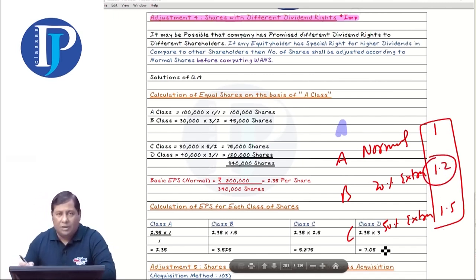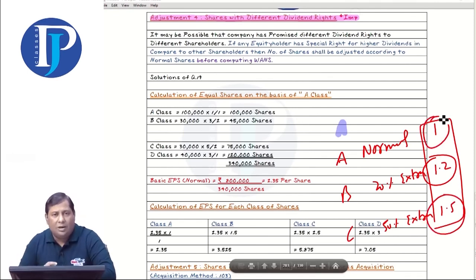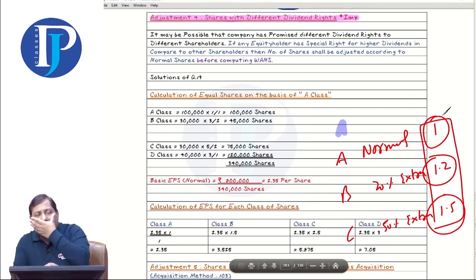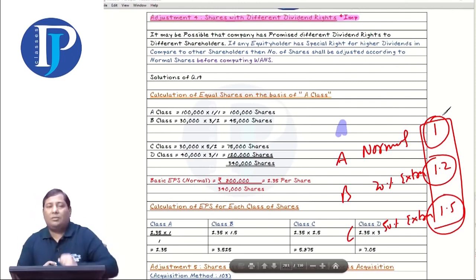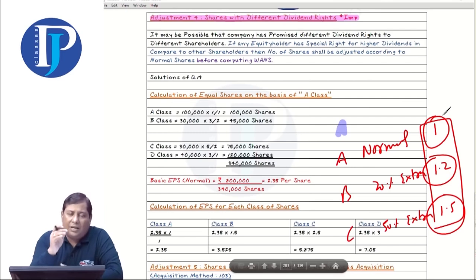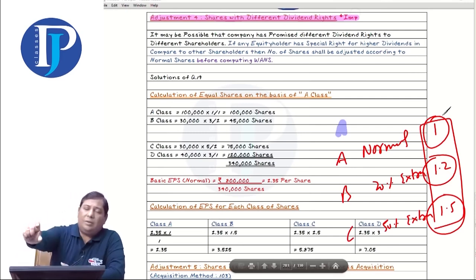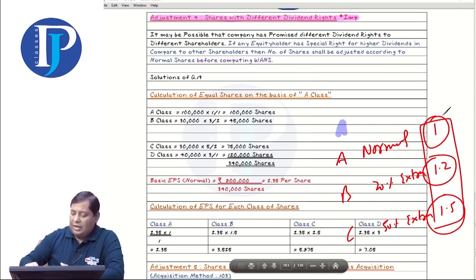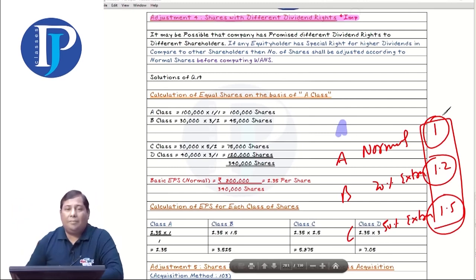Because their income share is higher, they get a higher share, while the normal shares get the normal income. So first you need to adjust the total number of shares as per their dividend rights. Then we will calculate the equal EPS. Once you find the equal EPS, we will treat it as the normal EPS, with 1.2 for one class and 1.5 for the other. Then we will show that EPS reconverted class wise.